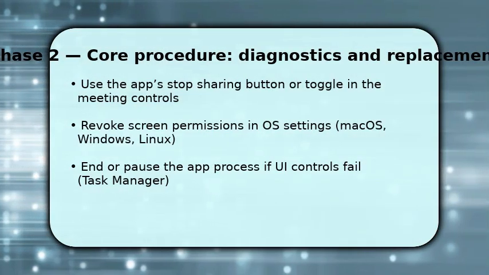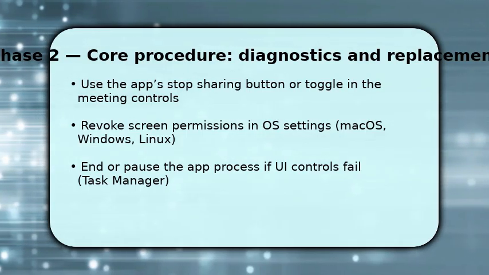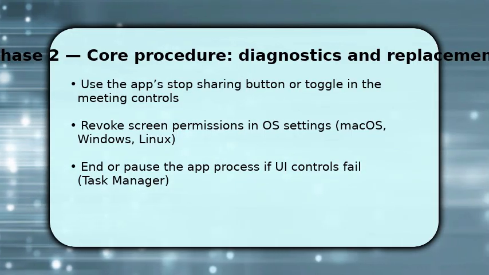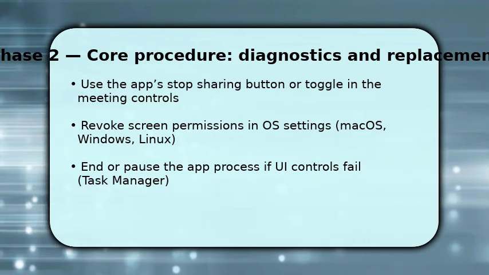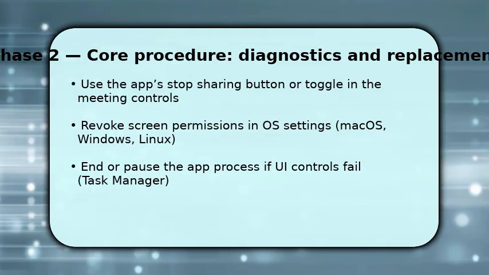Now focus on stopping sharing from within the application. Click the Stop Share button or the screen toggle in Meeting Controls, because that cleanly restores your privacy. If the UI is unresponsive, open System Settings and revoke screen recording or sharing permissions for that app. On Mac OS, Windows, or Linux, this immediately prevents further captures.